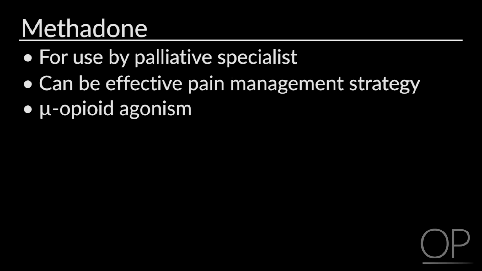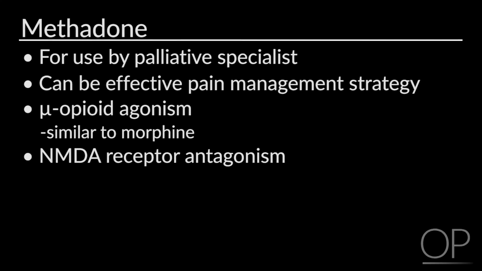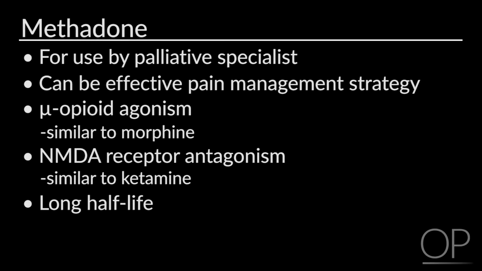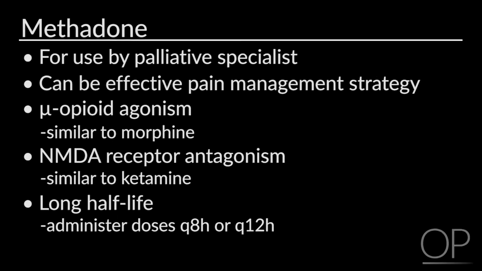It has both mu agonism, similar to morphine, but it also has NMDA receptor antagonism. Adding methadone or changing to methadone is often very helpful. It also has a very long half-life, so it can often be dosed at twice a day or 3 times a day intervals instead of frequently, as short-acting morphine is. However, this long half-life, as well as some of its side effects, particularly QTc prolongation, make it complicated to use and it should only be used by those with experience.